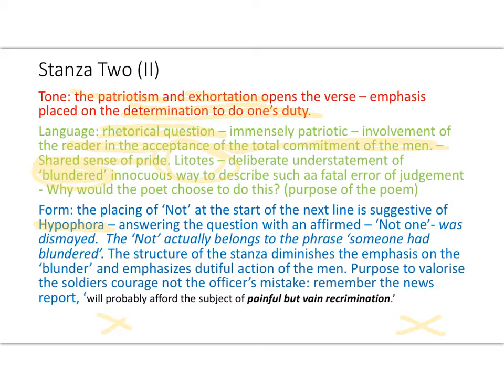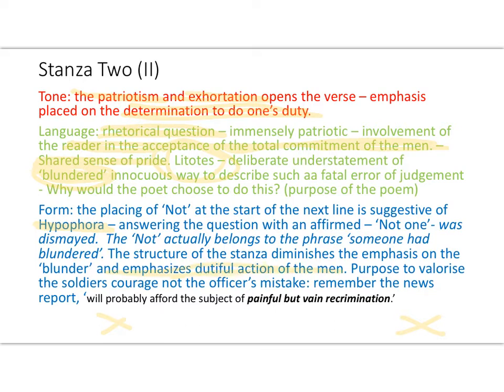So the Hypophora, what it does is it answers the question that's been asked, and it says that not one was dismayed. So no, not one was dismayed. The "not" actually belongs to the phrase that someone had blundered, but what we have is an understanding that no one was dismayed. The structure of the stanza diminishes, like the litotes did before, the emphasis on the blunder, and instead what it does is it focuses on the duty of the men.